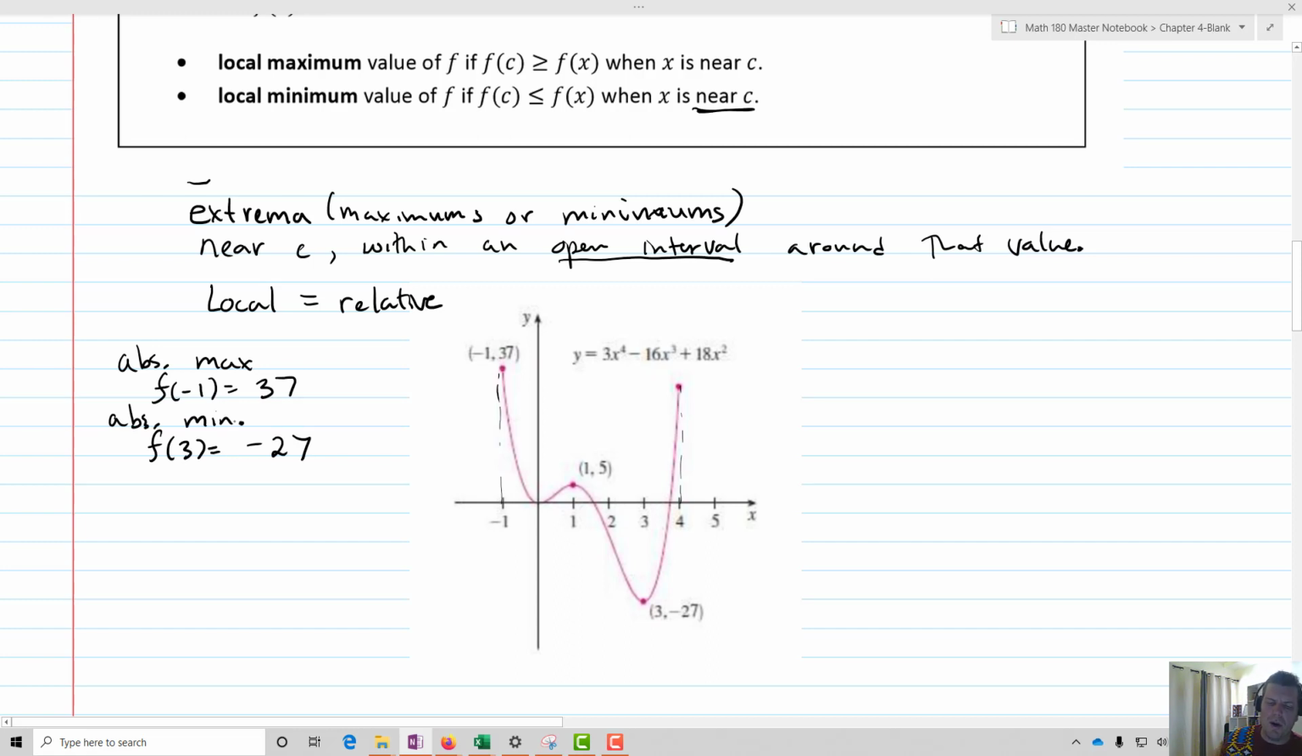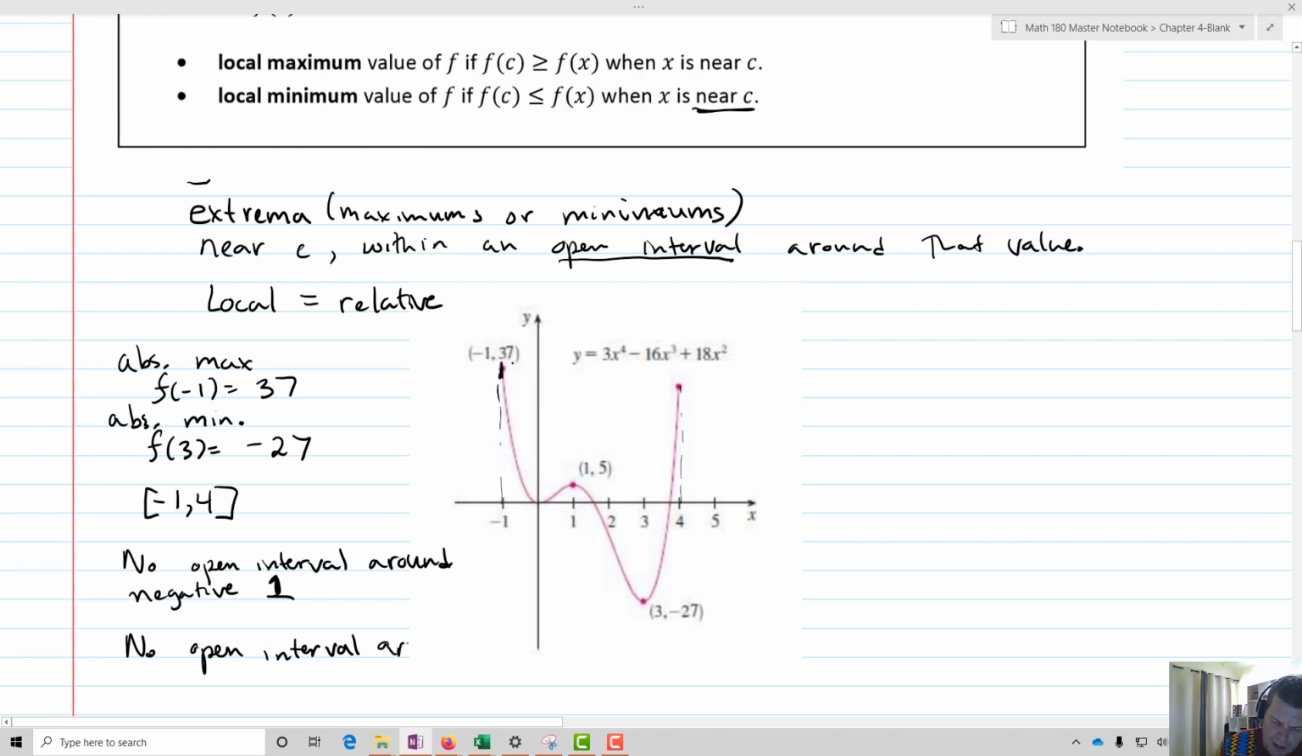Now we want to determine what our relative minimums and relative maximums are. If I look here, for f of -1 equal to 37, there's not an open interval around -1. There's nothing to the left of -1. It's all closed, so -1 to 4 is called closed. We don't have anything less than -1, so no open interval around -1. The same is true for 4. There's no open interval around 4, and consequently, we're not going to have relative extrema there either.